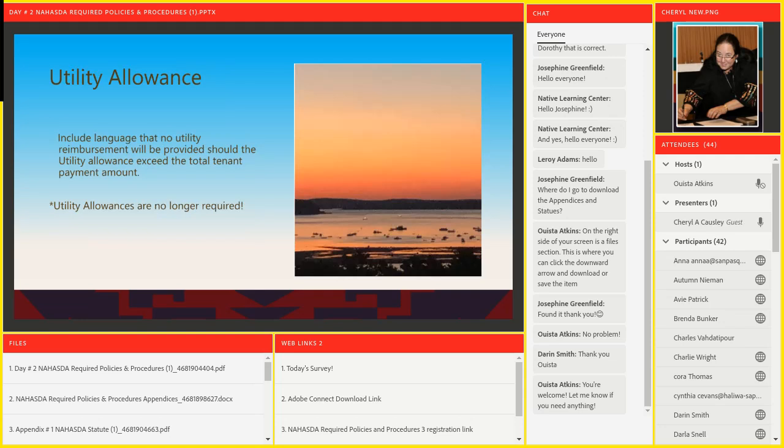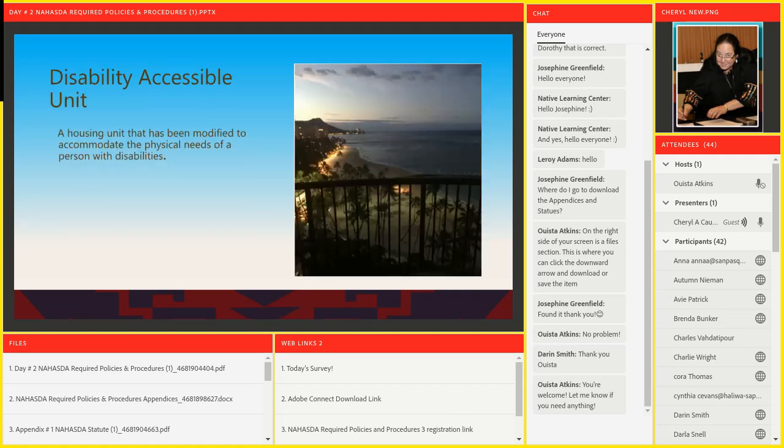Your utility allowances. Remember, our utility allowances are no longer required. You should perhaps, if you offer them, include language that no utility reimbursement will be provided should that utility allowance exceed the total tenant payment amount. You don't want to go backwards. They have a $90 payment and a $150 utility allowance. You don't want to be owing your tenants money.